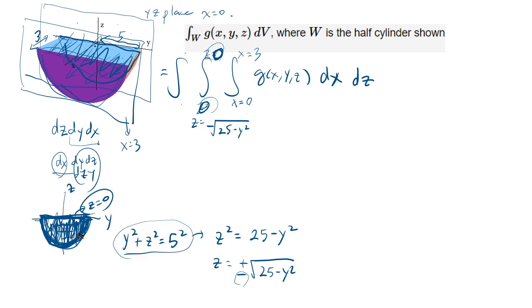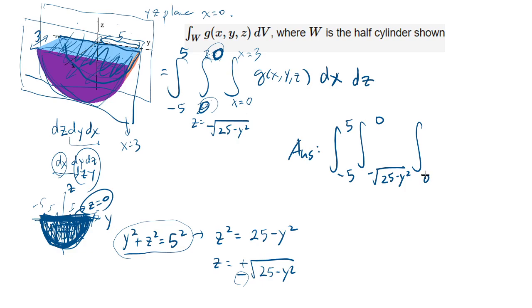And once you've integrated that, this again flattens and it just becomes this interval. Because this is a radius 5 circle, the interval begins from negative 5 until positive 5. Since it's messy, let me rewrite the answer. So the answer would be: you go from negative 5 to 5, and you go from negative square root of 25 minus y squared until 0, and then you go from 0 to 3 of g(x, y, z) dx dz dy. Okay, forgot the dy here. Okay, so that's the final answer.